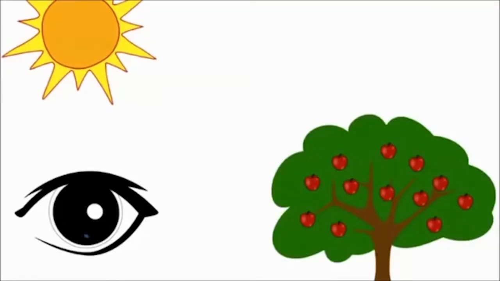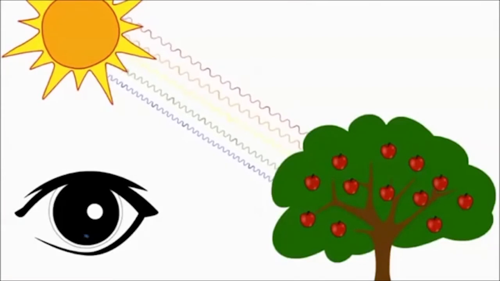Light from the sun has all color waves in it. This is known as white light. Light comes from the sun and most of the color waves get absorbed into the tree, except for the green color waves which bounce off the tree and go into your eyes. This is why the tree looks green. With the red apple, it is the red color waves that bounce back.